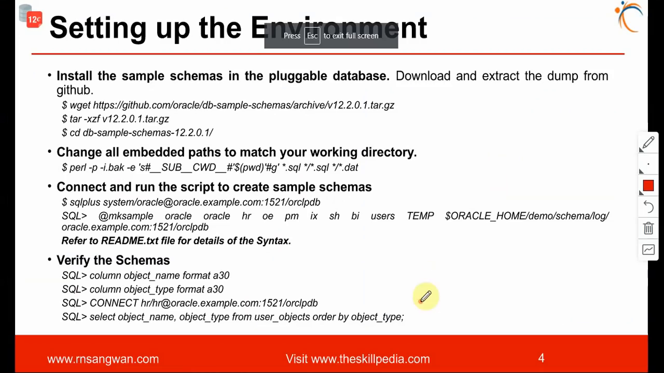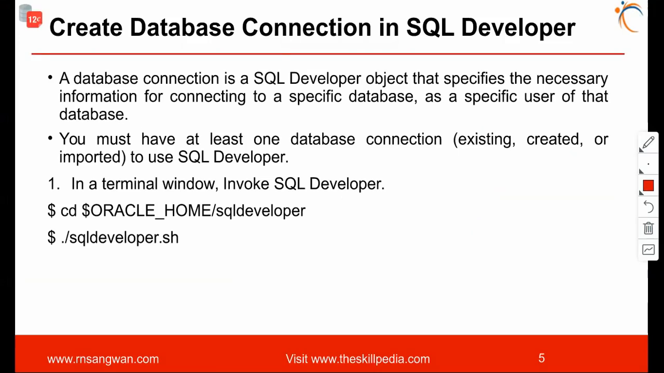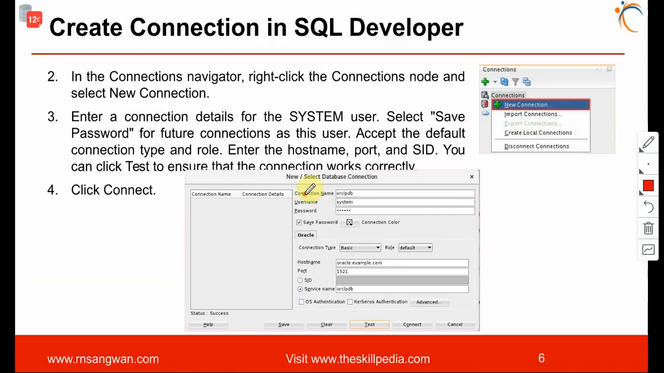So we have installed the sample schemas. Now create a database connection in the SQL Developer. I showed you how to create that. In the terminal window, invoke the SQL Developer: cd oracle home SQL developer, /sqldeveloper.sh, right? And then you get this. This is where I created the connection.